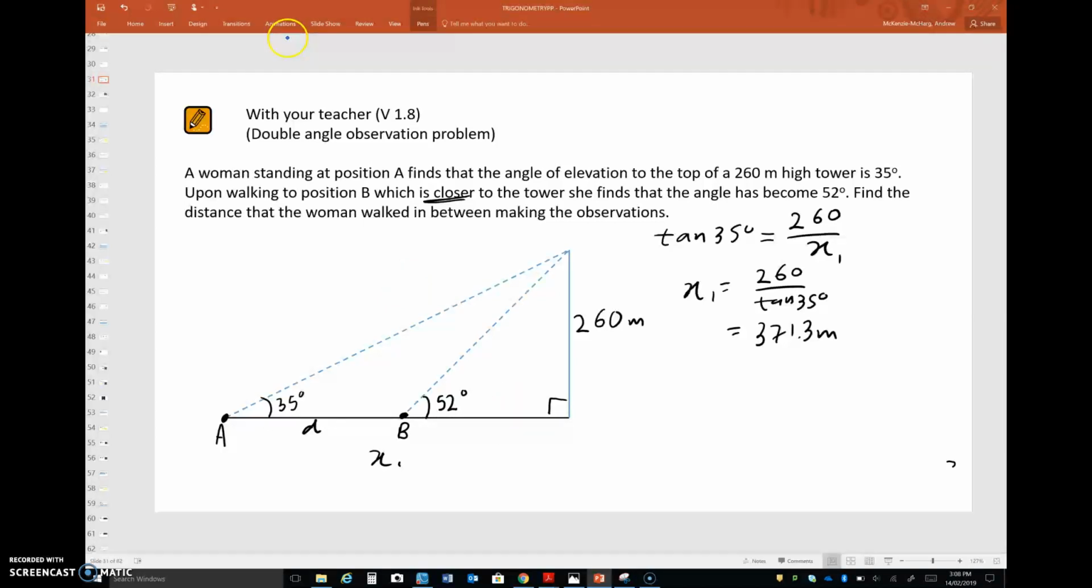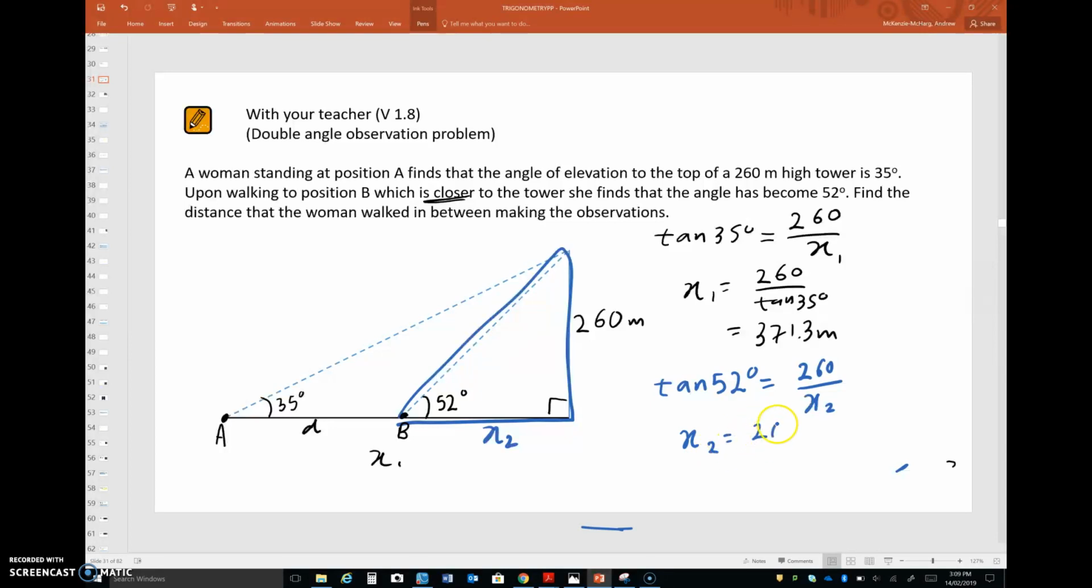Okay, now we want to find the distance from B to the base of the tower. I'll use a different color for this one. So that's going to involve this triangle here and finding this distance along the bottom, x2. Okay, very similar calculation because we've still got the opposite and the adjacent sides, just with a different angle of elevation. This time it's tan of 52 degrees. That's the only thing that's really different in this calculation. So when we do that one on the calculator, we get 203.1.